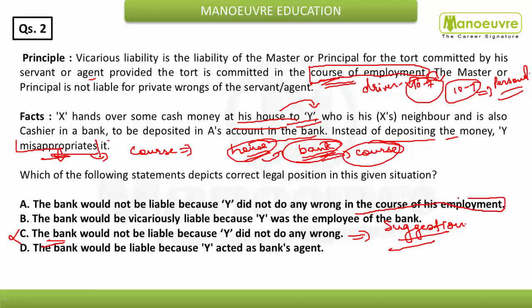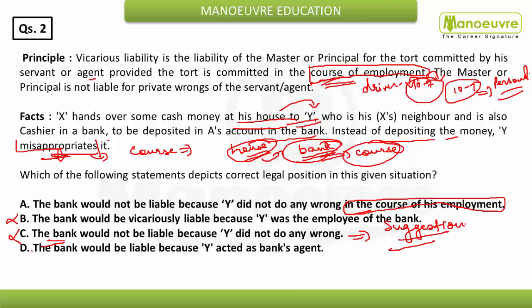Okay, this is very, very important. See, this is giving me the legal answer. The bank would be vicariously liable because Y was the employee of the bank. Y was the employee of the bank, but the act has not happened during the course of the employment, so the bank will not be held liable.